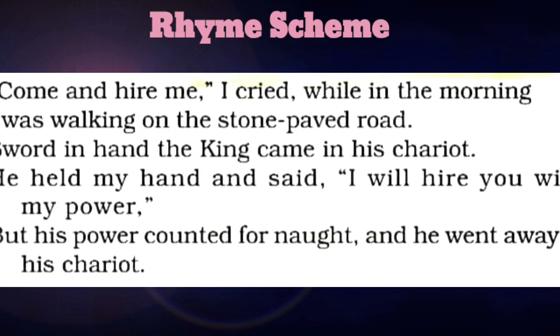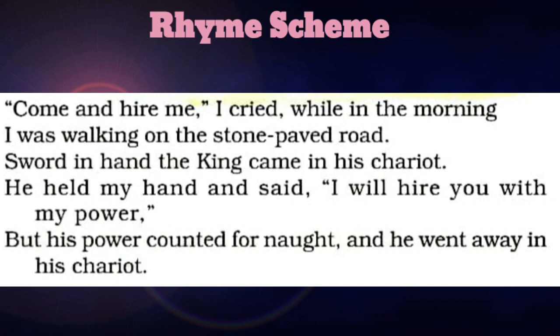So as an example, let's take the first stanza of this poem and let's see what scheme is used here. Let's start. Come and hire me, I cried, while in the morning. Now if you look at the last word, it is morning and therefore we are giving it alphabet A. I was walking on the stone paved road. Now the last word road does not rhyme with morning. Therefore I am going to give it a new alphabet B.